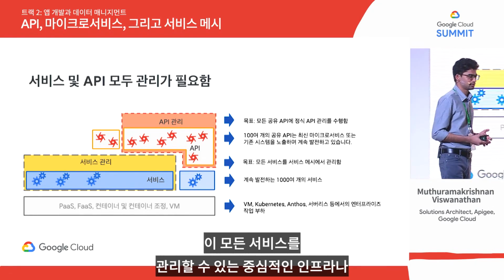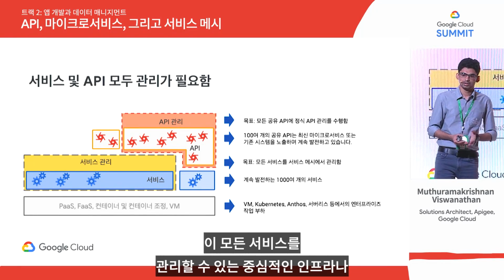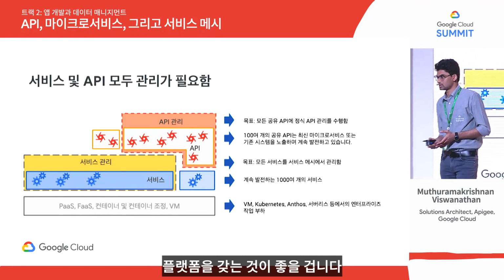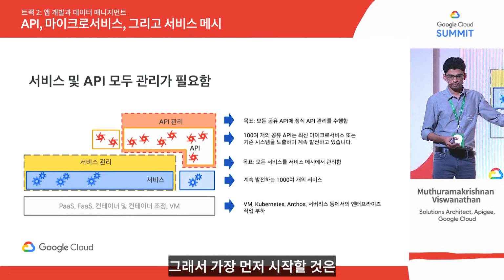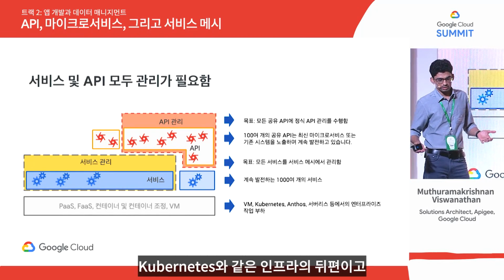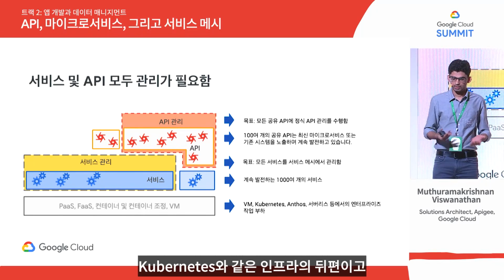And it's better to have a centralized infrastructure or a platform that can manage all these services for you. So that is the first part. You basically start with your infrastructure layer, which can be Kubernetes or anything.